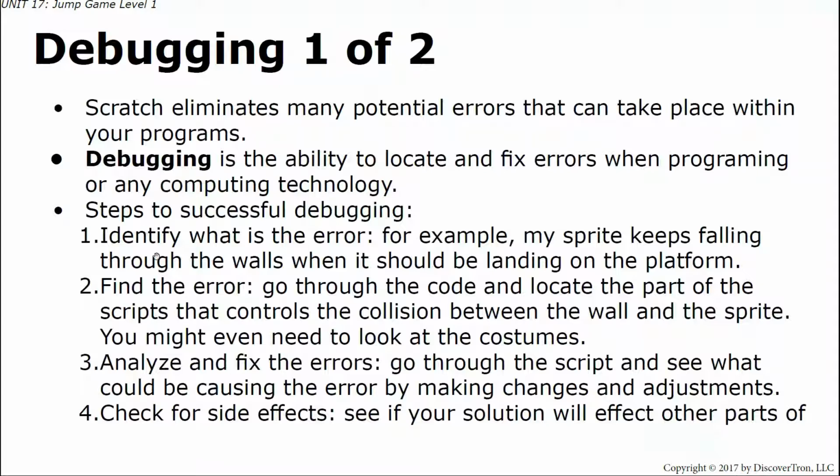Okay, so ID the error. What's causing this problem? Why, for example, does my sprite keep falling through the walls? Okay, all right, so find the error. Let's go through the code and locate the part of the script that's supposed to control the collision between the sprite and the walls. Then 3, analyze and fix the error, and check out the script and say, okay, what could be causing the script to not work? Like, it should work, it seems to work, but what's causing it not to work? You can go through and troubleshoot, mix and match, play around with it, see if you can find a solution. And once you find that solution, see if there's any sort of other side effects there. You might create a solution that could cause other things to go wrong.